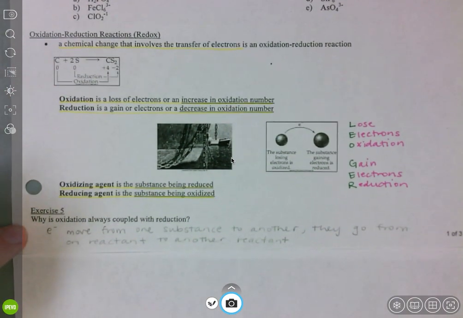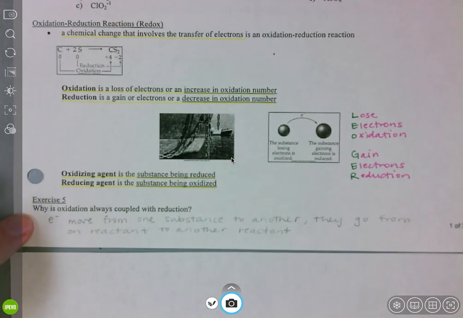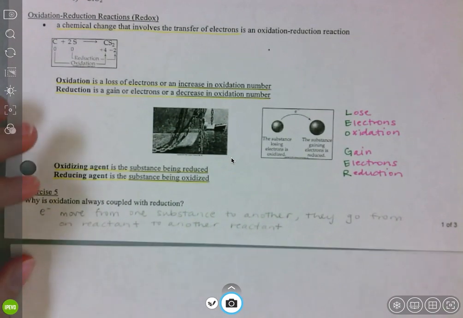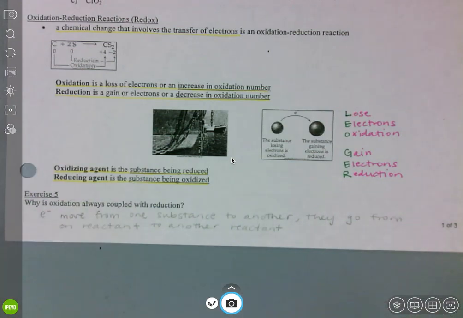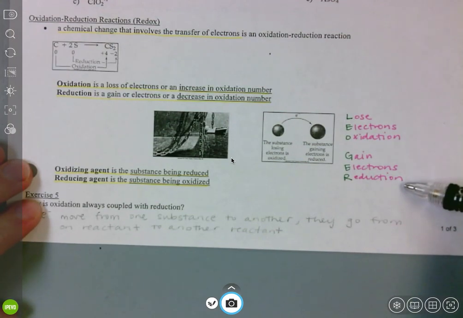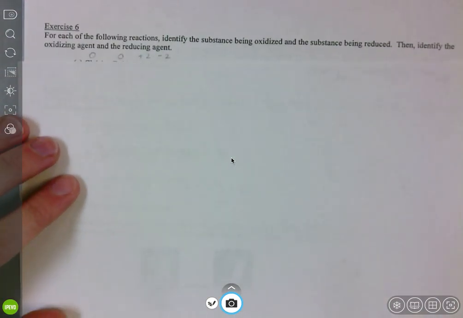Okay, so exercise number 5. We talked about that a little bit a few seconds ago, but the electrons are moving from one thing to another thing. So that's why they're always coupled together. In oxidation, we are losing electrons, and in reduction, we're gaining those electrons. Okay, let's look at exercise number 6.